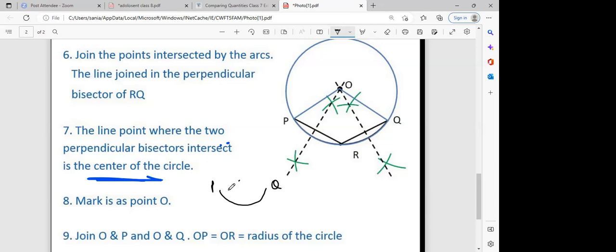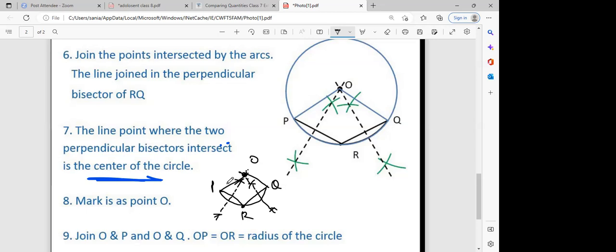With point R on it. Okay. And then we will join PR, and then RQ. And then we'll make a perpendicular bisector of PR, and then of RQ. Okay. And then we'll extend them and we'll mark a point O. And then we'll join PO and OQ. And we'll complete the circle.